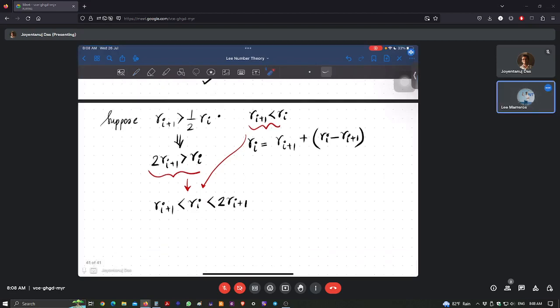So when I divide by Ri plus 1, it will only go one time, right? It is only one times the thing, because if I take twice of that, then it will cross Ri.